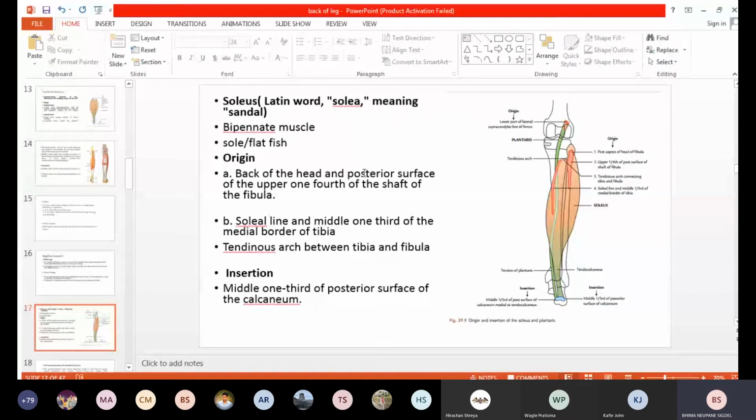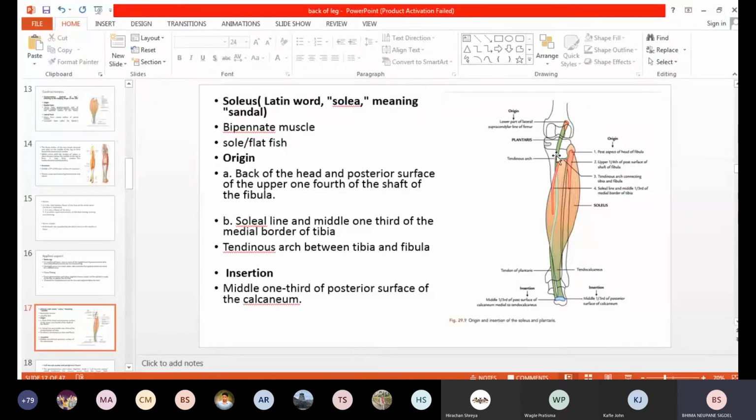Now you have to remember, the origin is the back of the head and the posterior surface of the upper 1/3 of the shaft of the fibula. So from the posterior surface of the head and the posterior surface of the upper 1/3 of the fibula, after that you can extend. So this is the soleal line, and the middle one. You can trace this one. So first is the head, posterior surface, and the shaft.